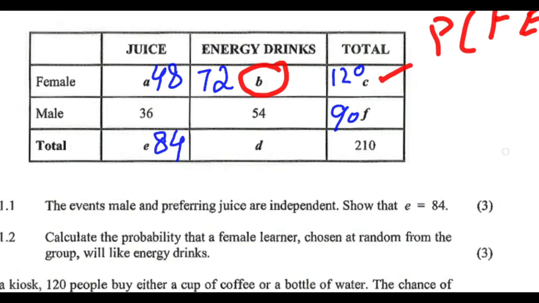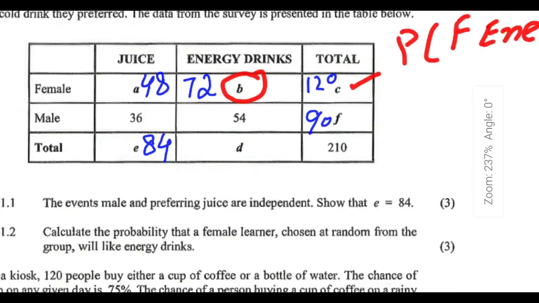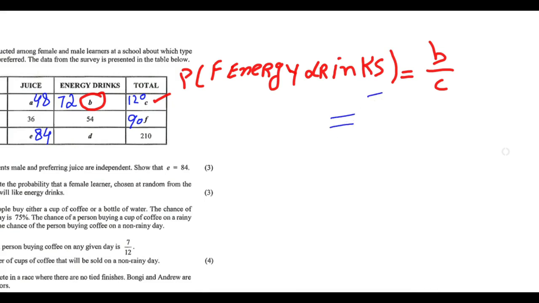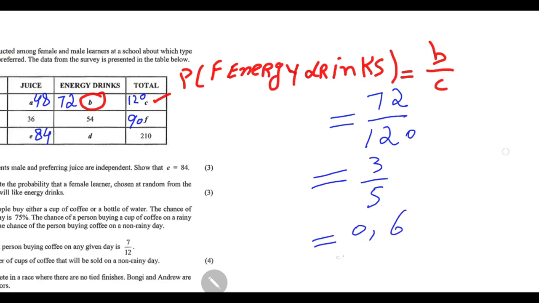The probability that a female learner likes energy drinks: there are 72 of them, out of how many total females? 120. So 72 over 120. So my answer is 72 over 120. I'm going to further simplify. My answer is 3 over 5. And if I want to write it in decimal, you can say 0.6. So this is my final answer.